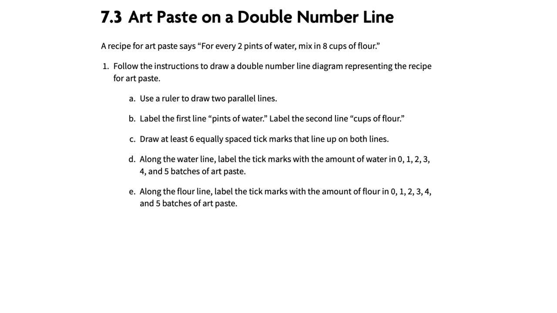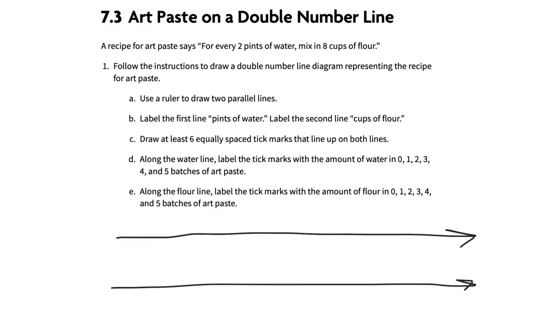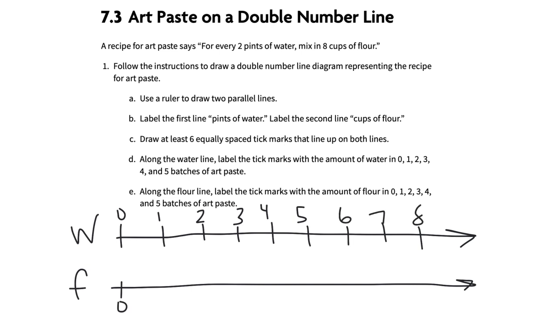So let's do it. There's one number line and there's another number line. I'm supposed to be trying to make it as straight as possible. Here's my water, here's my flour. I'm going to start them both off at 0. And then 1, 2, 3, 4, 5, 6, 7, 8 is my water.